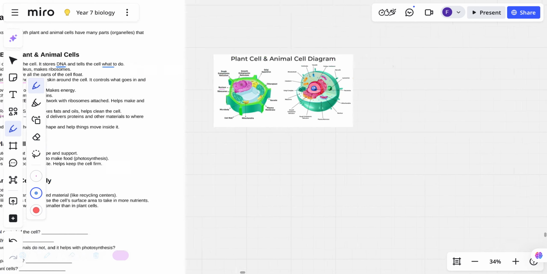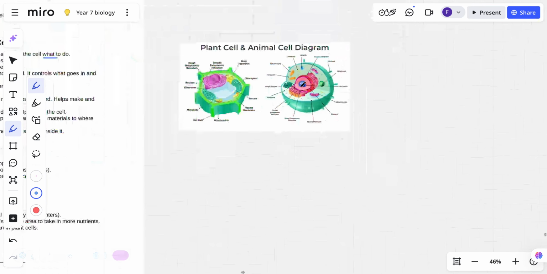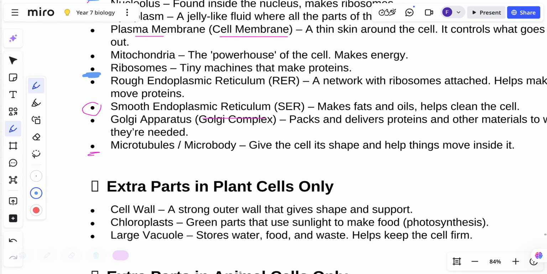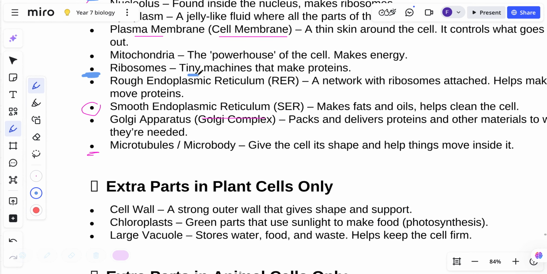All right. The other one, the nucleolus, the middle bit right there, the nucleolus in the middle of your nucleus, makes ribosomes. And I'm going to jump to ribosomes. These are really important. They're enzymes, and enzymes are like tiny machines that make proteins. And proteins are really important.